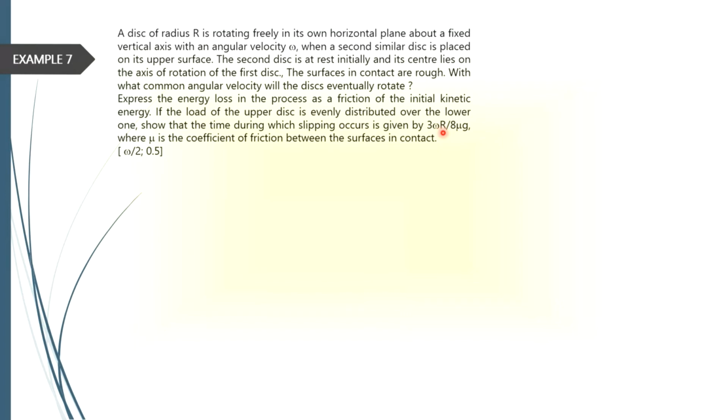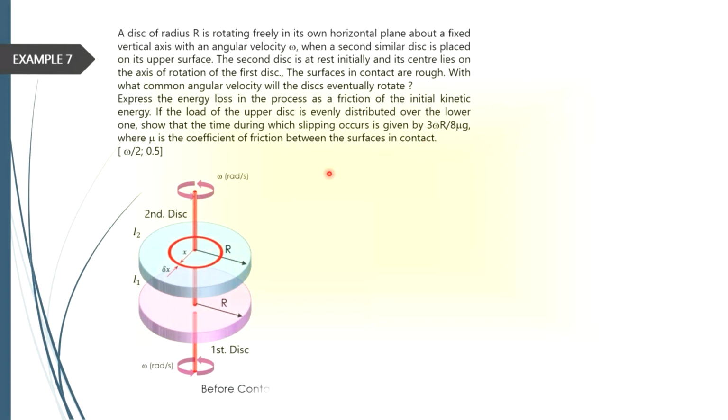Omega is the common speed, r is the mean radius, mu is the coefficient of friction, and g is gravity. Because we know that they say already the weight of the upper disk, when it lies on the lower disk, the load is equally distributed, evenly distributed. That means the weight of the upper disk. Mu is the coefficient of friction between the surfaces in contact.